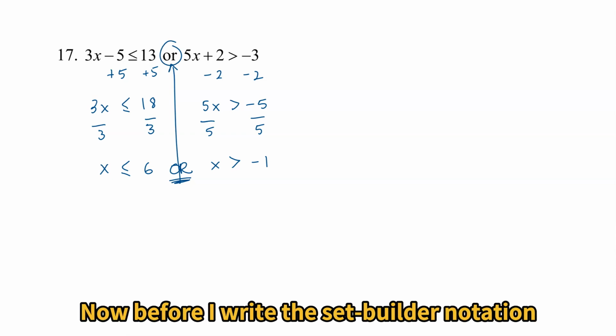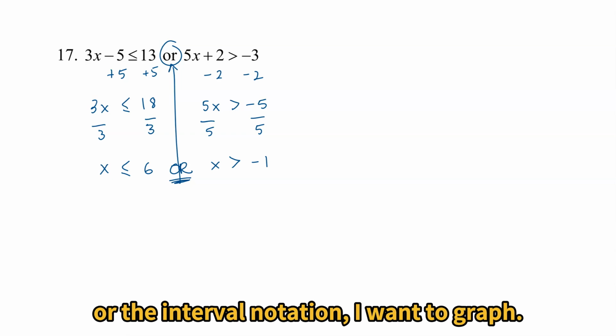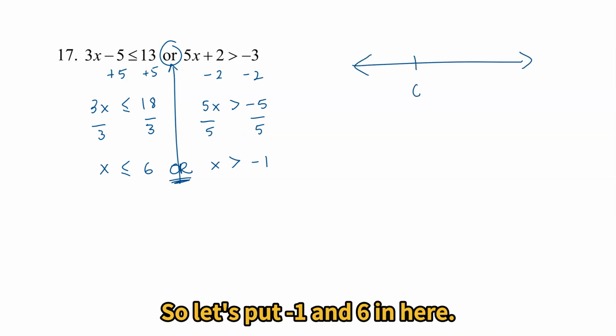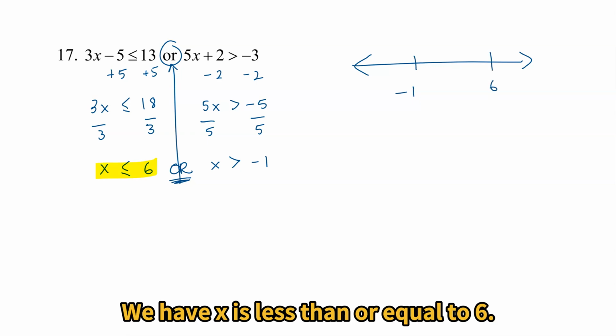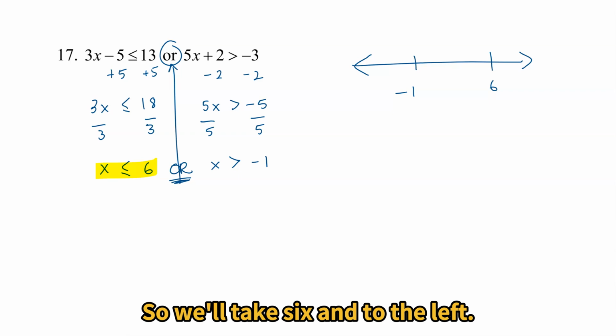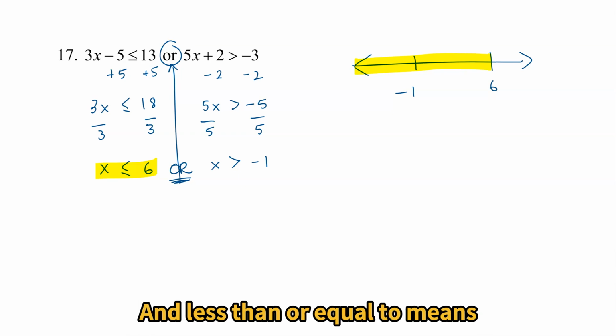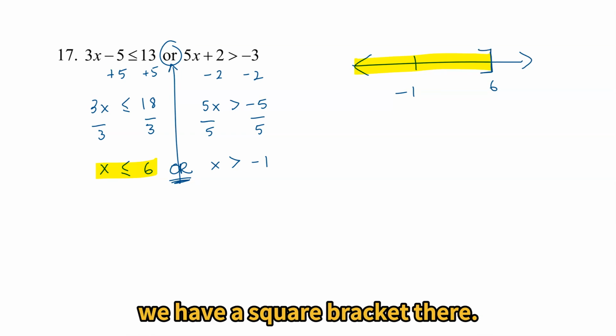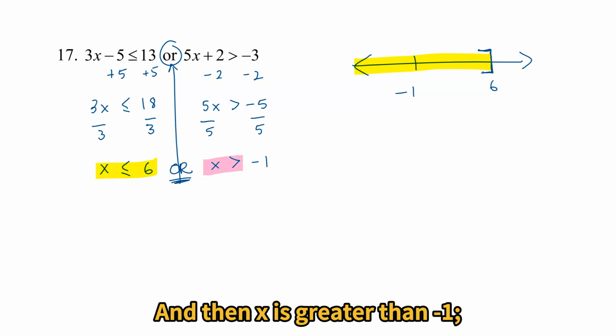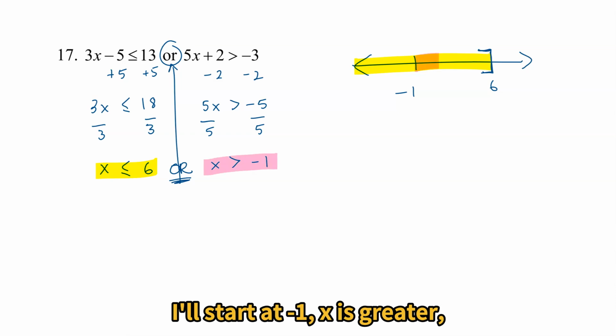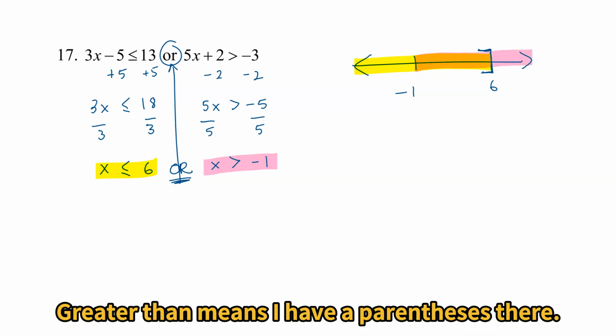Now before I write the set builder notation or the interval notation, I want a graph. So let's put negative 1 and 6 in here. We have x is less than or equal to 6. So we'll take 6 and to the left. I'll use yellow to color this one out. And less than or equal to means we have a square bracket there. And then x is greater than negative 1. I'll start at negative 1. X is greater, which means x is to the right. Greater than means I have a parentheses there.